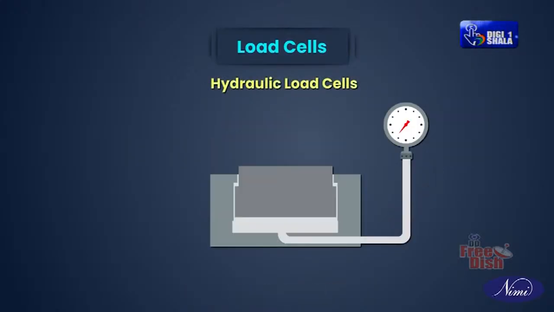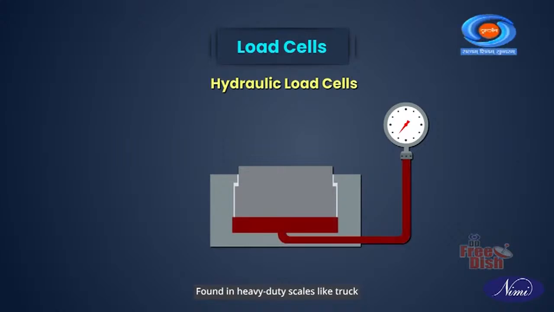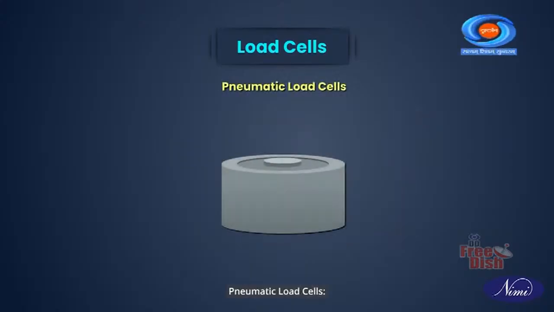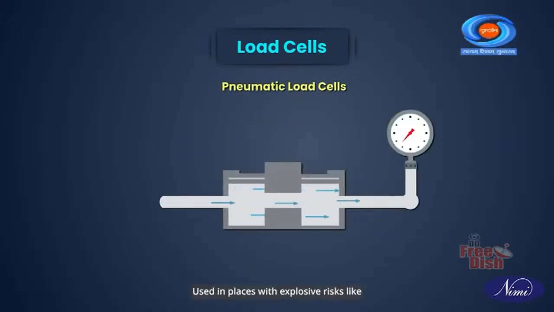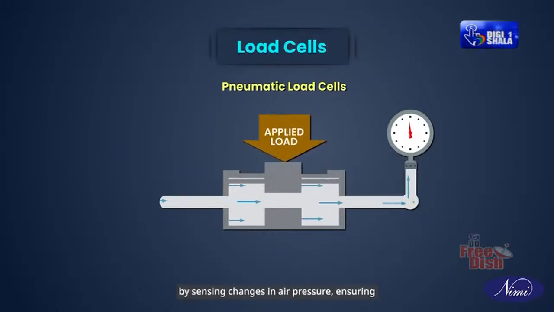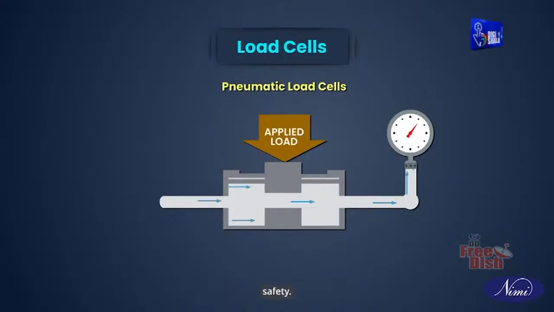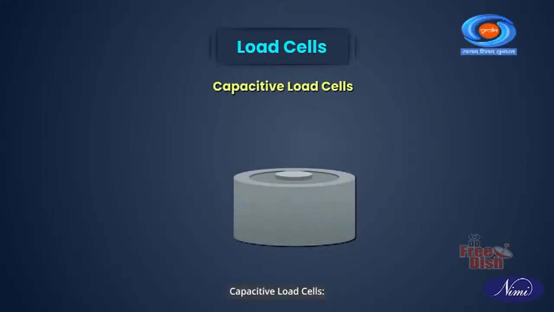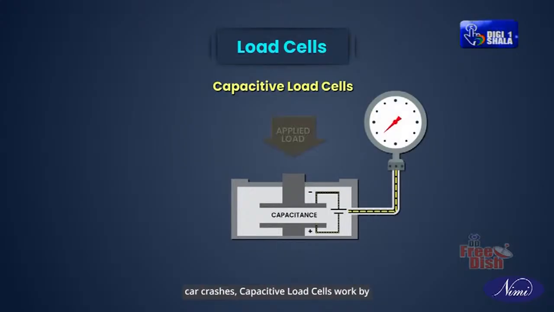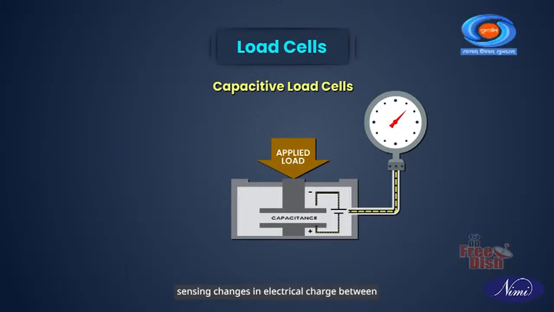Hydraulic load cells. Found in heavy-duty scales like truck scales, hydraulic load cells measure weight using fluid pressure, perfect for tough industrial environments. Pneumatic load cells. Used in places with explosive risks like mines, pneumatic load cells measure weight by sensing changes in air pressure, ensuring safety. Capacitive load cells. Great for measuring forces in things like car crashes, capacitive load cells work by sensing changes in electrical charge between plates.